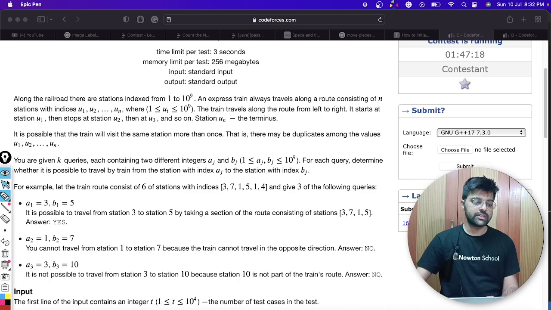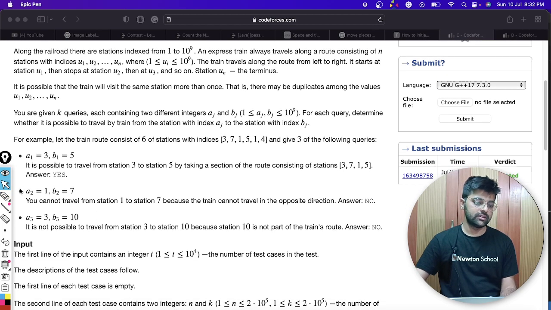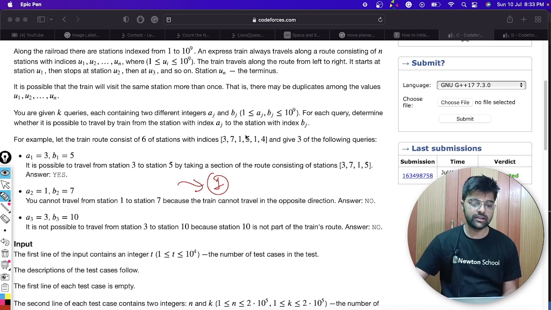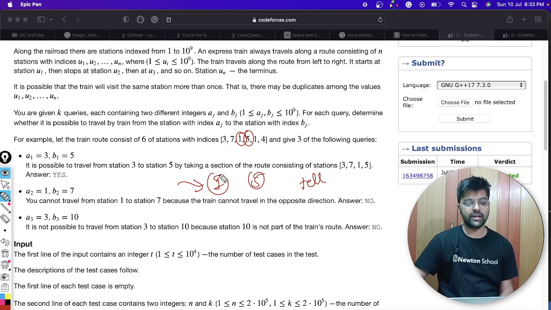And what is the question given? You are given k queries, each consisting of two different integers aj and bj. For each query, determine whether it is possible to travel by train from a station with index aj to a station with index bj. Let's say you are given two integers, that is, the numbers of the stations. So let's say here it is 1 and it is 5. You have to tell whether you can travel from station A to station B, right?